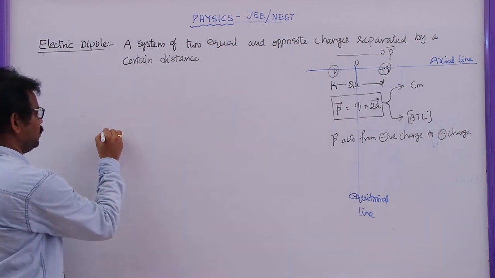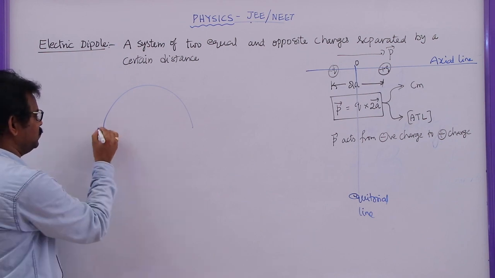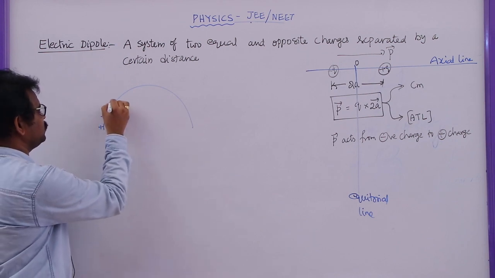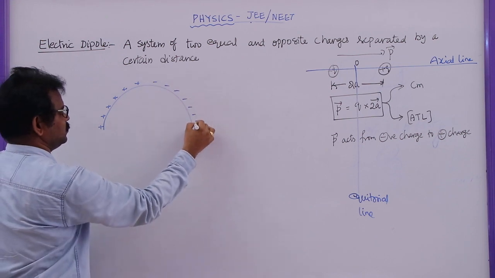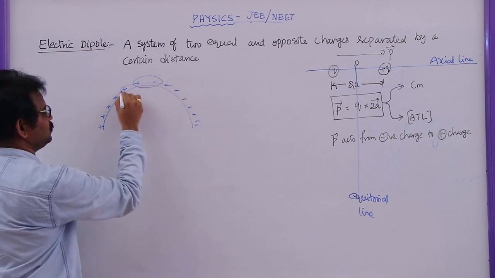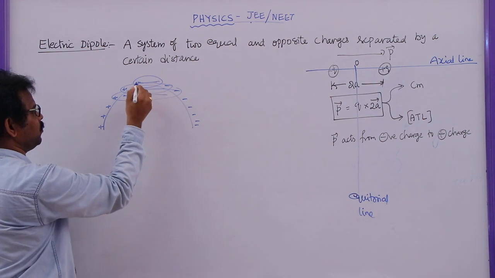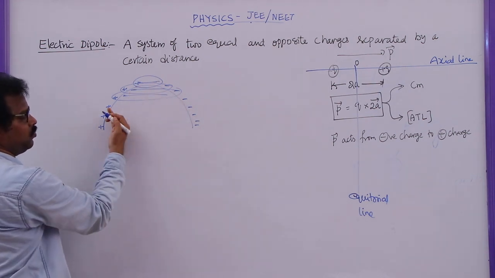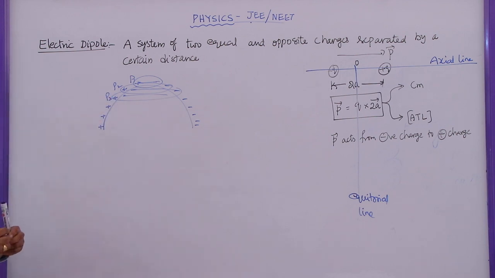Now, if you take a semicircular section, let us say this half is positively charged and the remaining half is negatively charged. Here also this is a dipole, this is a dipole, this is a dipole. That means we have a large number of dipoles acting from right to left in this diagram. This is P1, P2, P3.